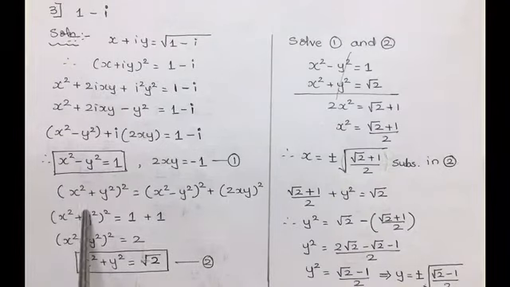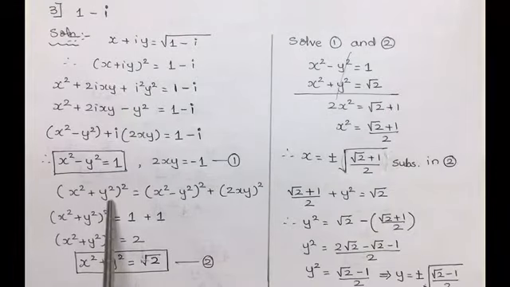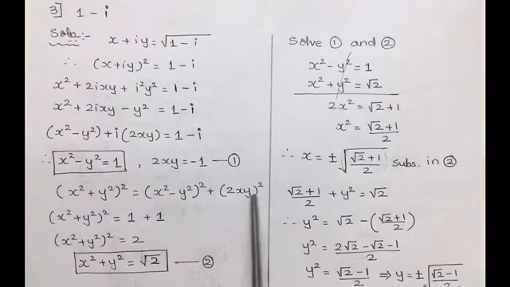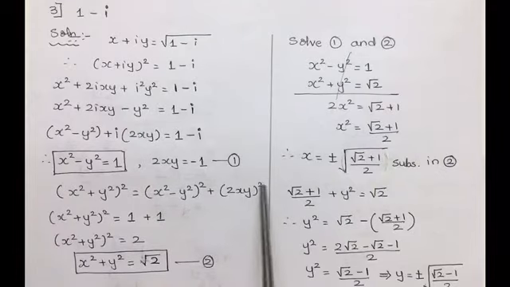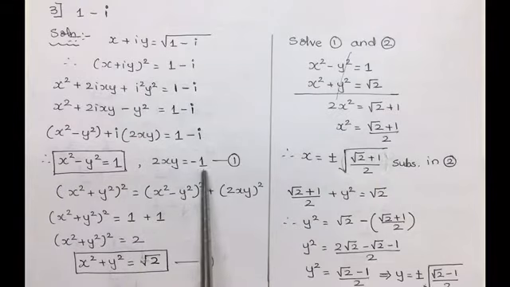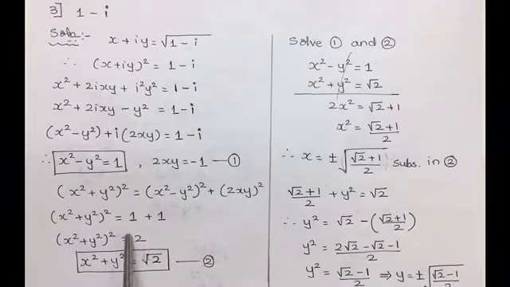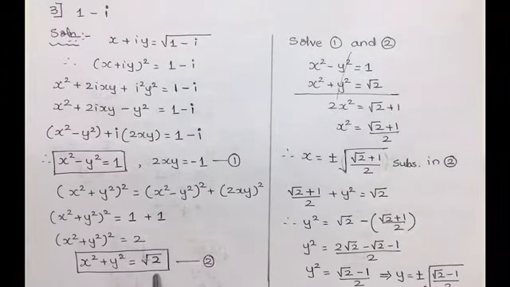Now for calculating the second equation, we take the very next step as calculating x square plus y square whole square and expressing it in the form of x square minus y square whole square plus 2xy whole square. Now x square minus y square value is 1, 2xy value is minus 1, so squared makes it 1. We get x square plus y square whole square is equal to 2. Therefore, the value of x square plus y square will be root 2, shifting the square to the other side.